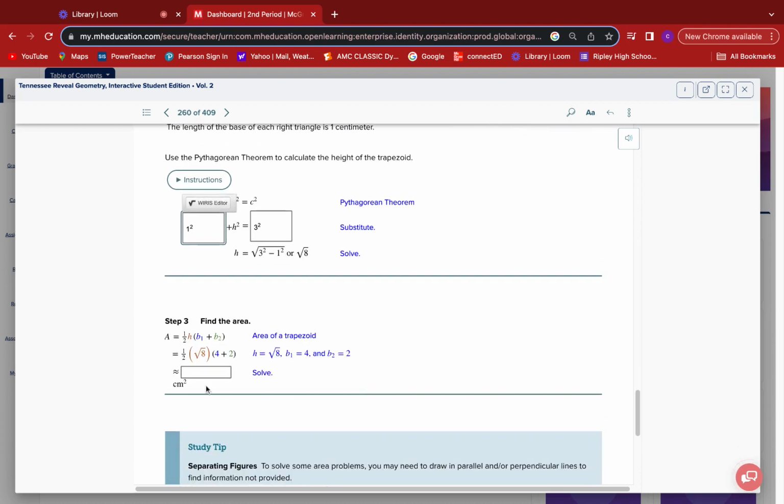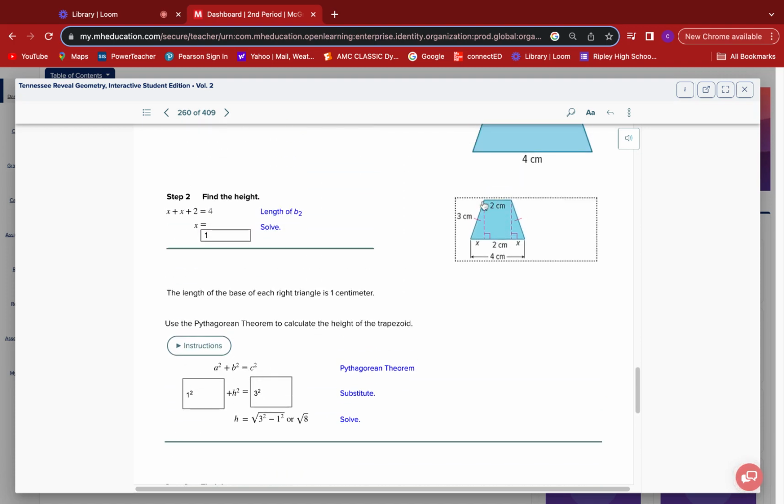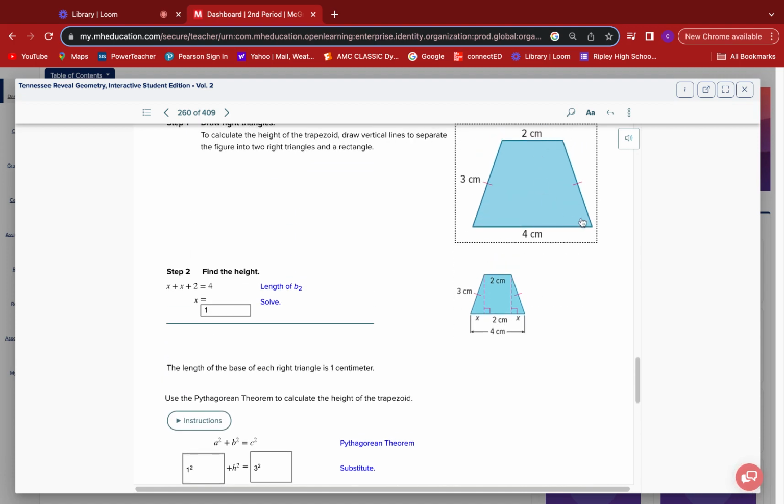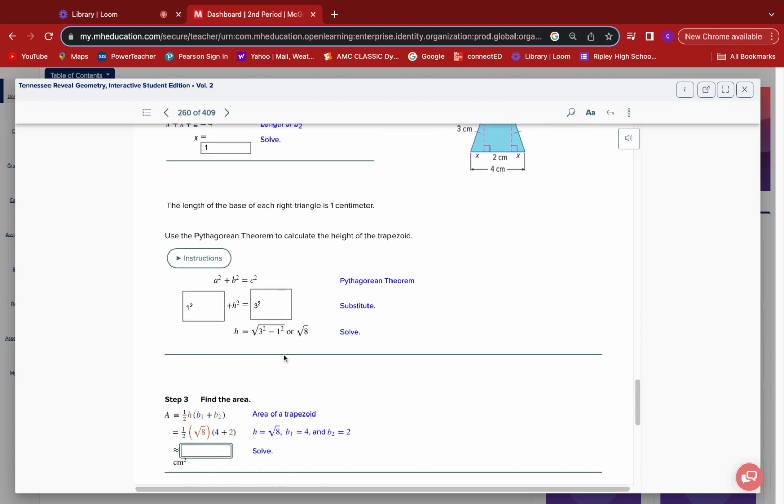All right, now we got to find the area. The formula for the trapezoid is 1/2 the height, which is the square root of 8 we got by doing the Pythagorean theorem, times your base 1 plus base 2. Those are the parallel sides. 2 is the top base and 4 is the bottom base. So there it is, 2 and 4. Add those together in the parentheses.